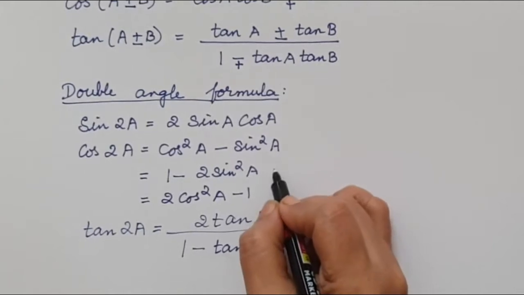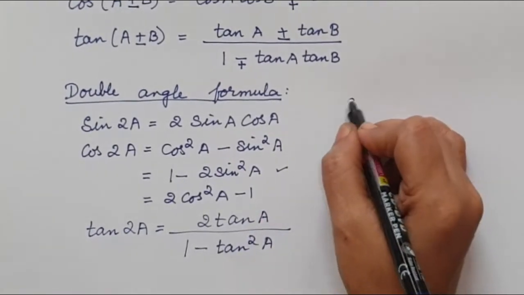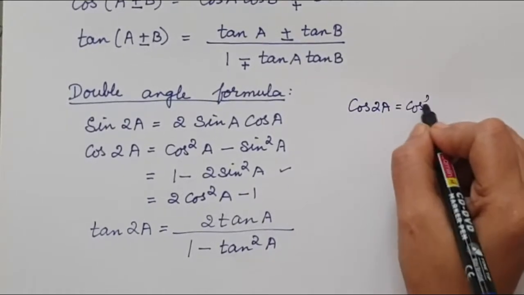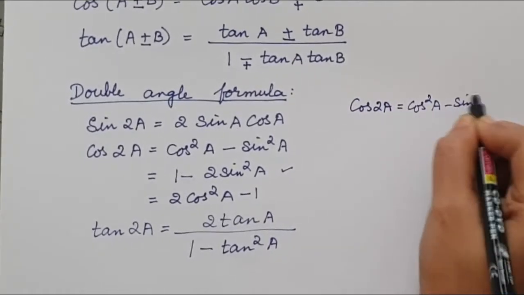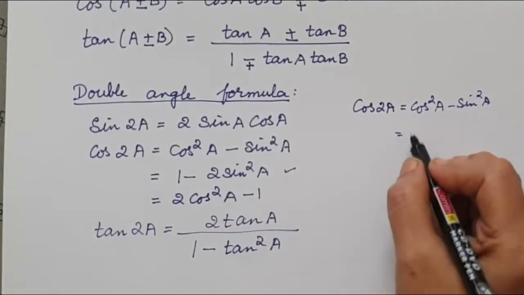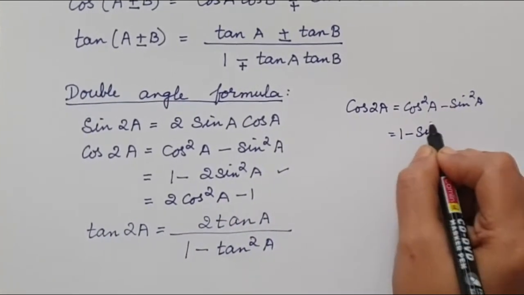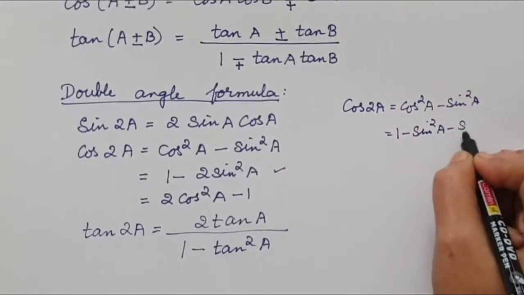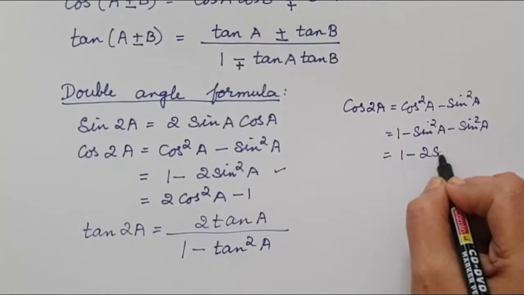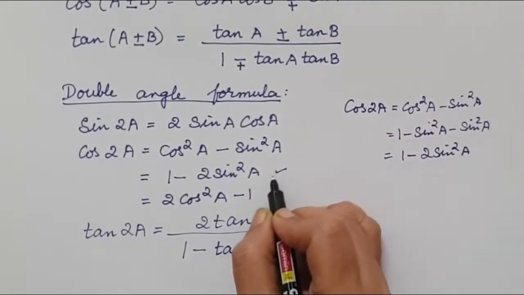Now let us see how we get this. That is, cos 2a will be equal to cos squared a minus sin squared a. We have to get it in sin. We already know cos squared a is 1 minus sin squared a. So minus sin squared a. So we get it as 1 minus 2 sin squared a. That is why we get this formula.